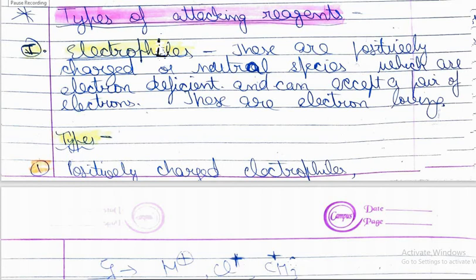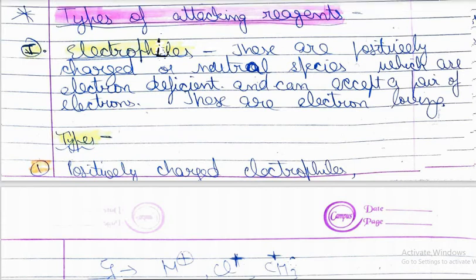Today we will start with attacking reagents. There are so many attacking reagents like free radicals, electrophiles, nucleophiles. Free radicals we have done already in detail. So now we will start with electrophiles.